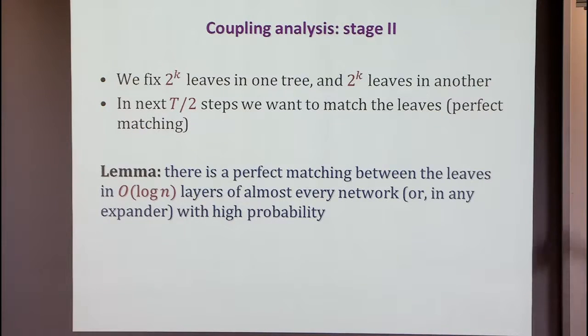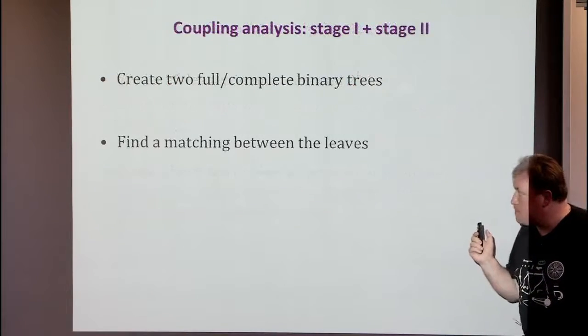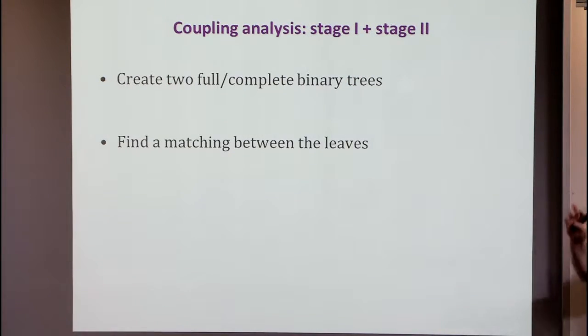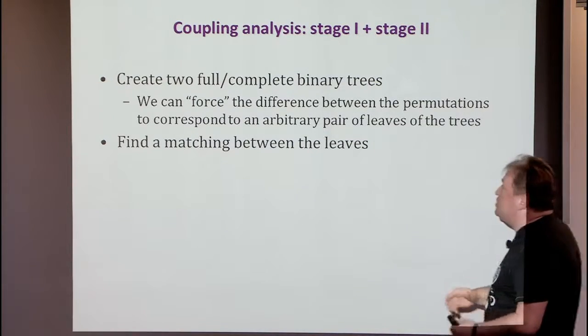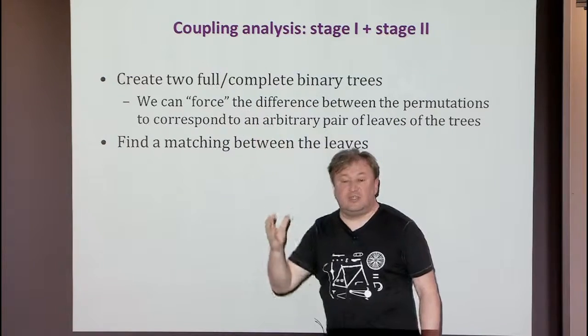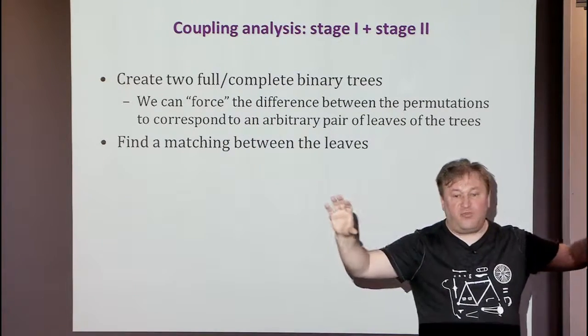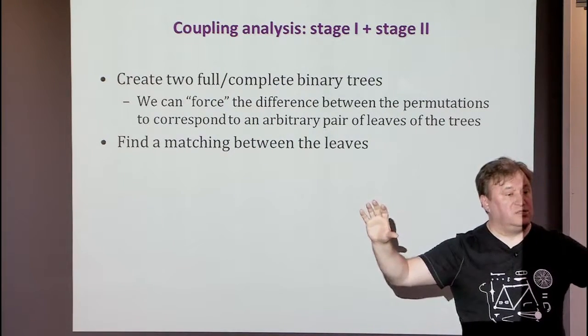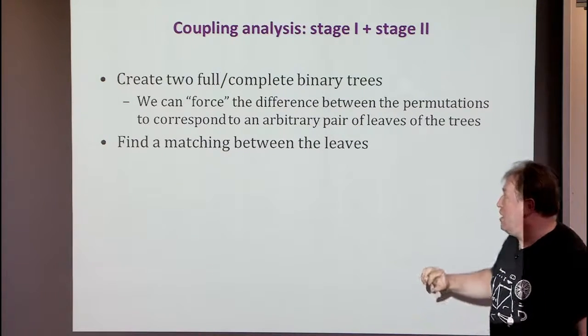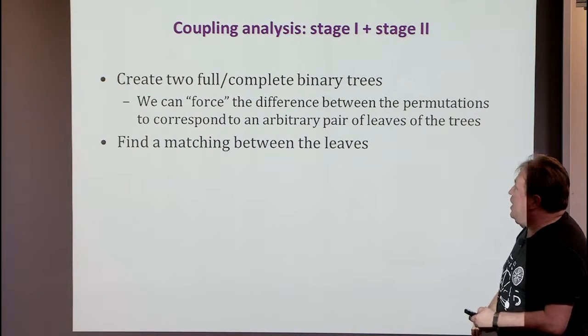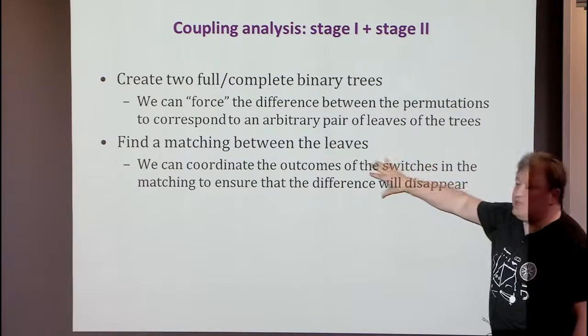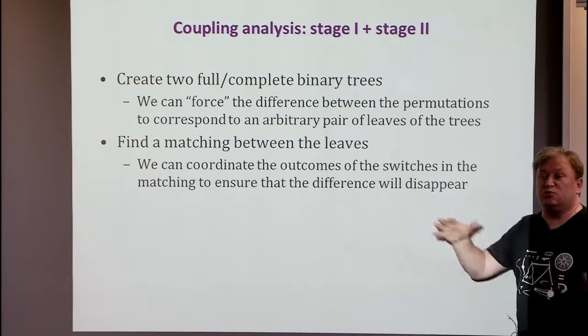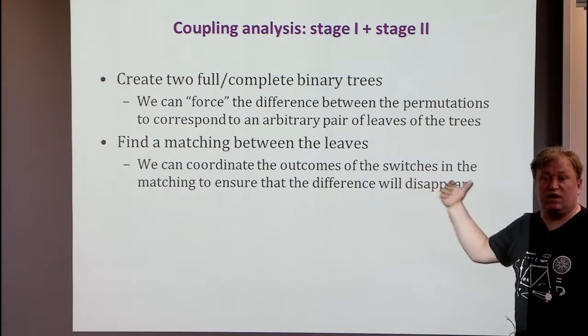Okay. And again, I can show that in almost every network we can have such a perfect matching. So in short, what we are doing here, we have two phases. In the first phase, we are able to force the differences to have a different number of copies in a uniform way. And in the second phase, we can coordinate the outcomes of these switches so that we will be able to match them in the way we wanted in the first phase.